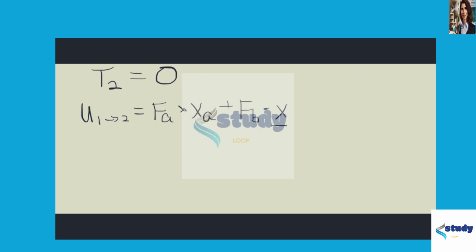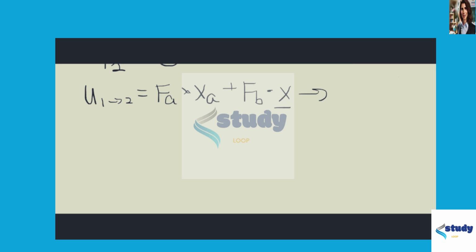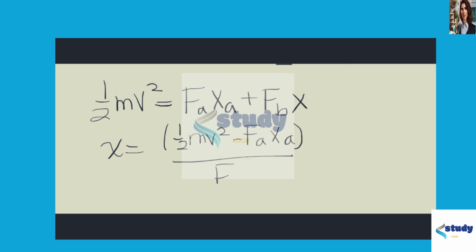So we can set these two expressions equal to each other. And what we end up with is 1/2 mv squared equals FAXA plus FBX. Now, if we solve for x, what we get is that x is equal to 1/2 mv squared minus FAXA, all over FB.